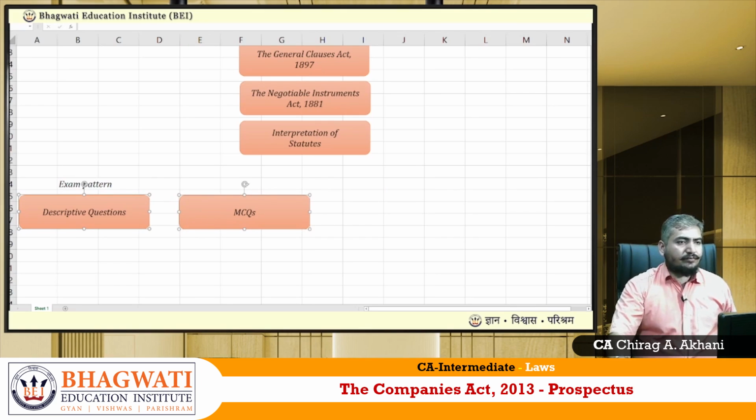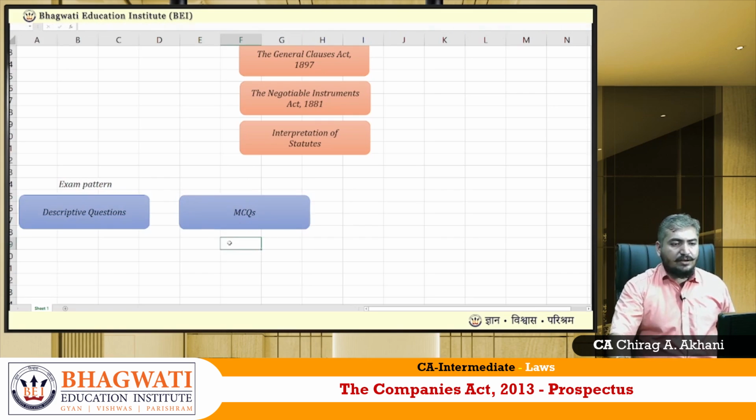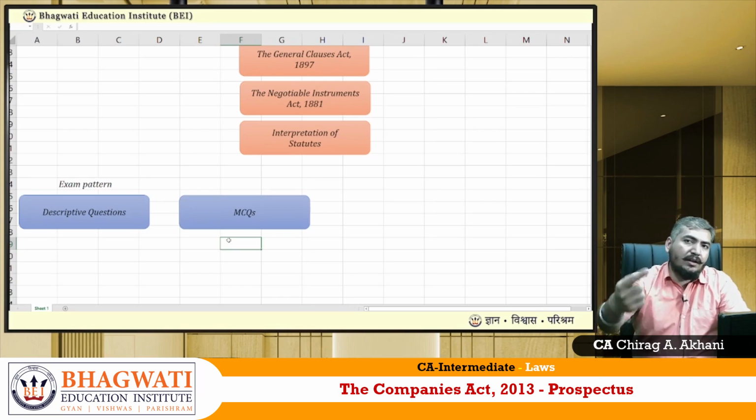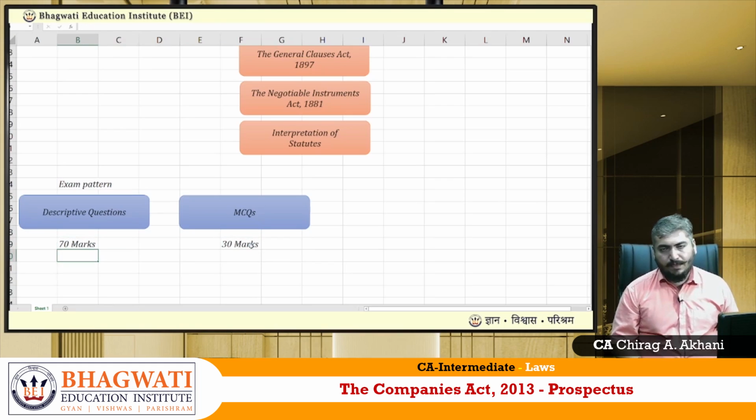As far as MCQs are concerned, you are going to face them first, while writing the paper. First of all, you have to complete the 30 marks MCQs, and then you have to attempt the descriptive questions. MCQs are there for a total of 30 marks, and descriptive questions are of course for 70 marks.